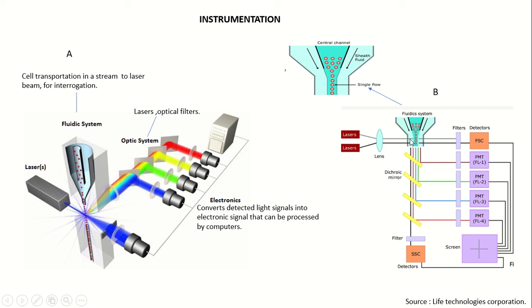So on interacting with the laser light, these cells will show forward scattering in the direction of the laser light. That light first goes to the filter. The filter will block the undesirable wavelengths, and then finally the current, or the intensity, will be detected by this forward scattering detector.